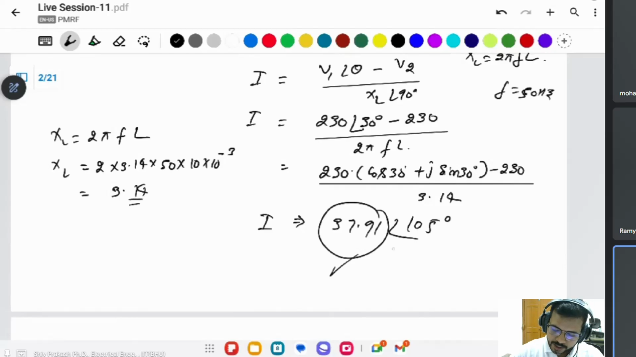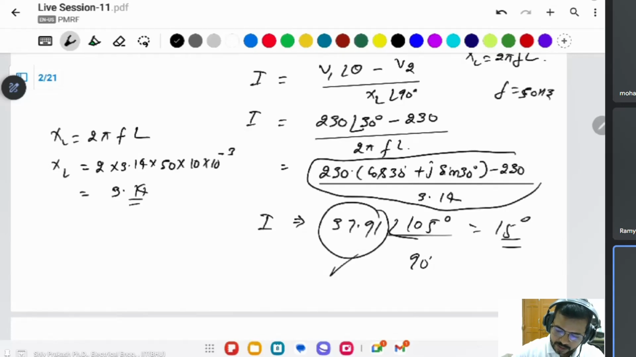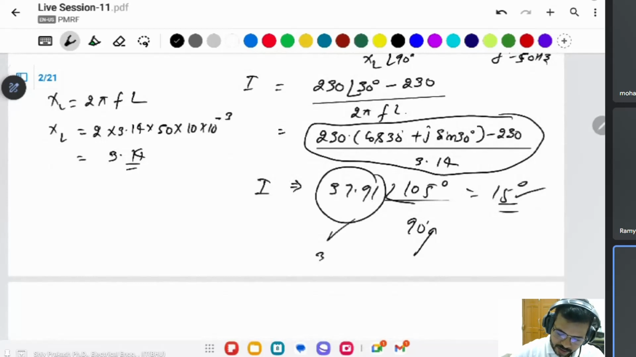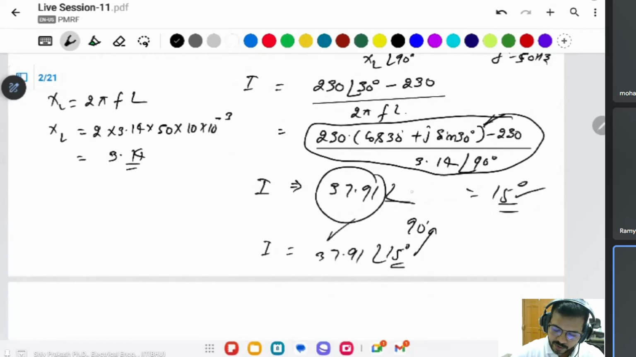Okay, this one is 90 degrees negative, so there are only 15 degrees there. If you take 90 degrees there, then there is only 15 degrees remaining. Then the final answer is 37.91 at an angle of 15 degrees only. Not 105. I divided only by the magnitude. If you take the 90 degrees of the angle, this will be 15 degrees only.